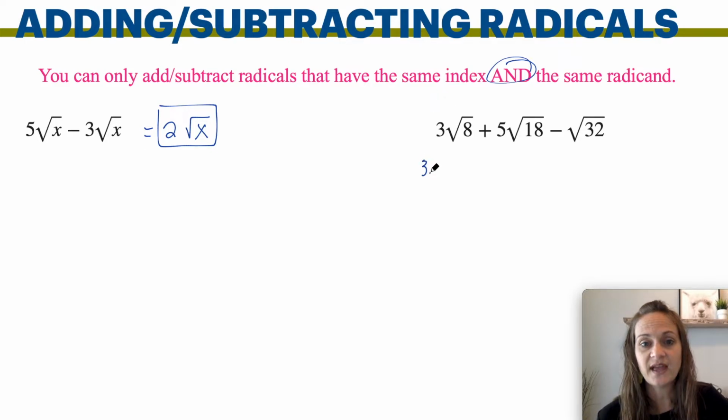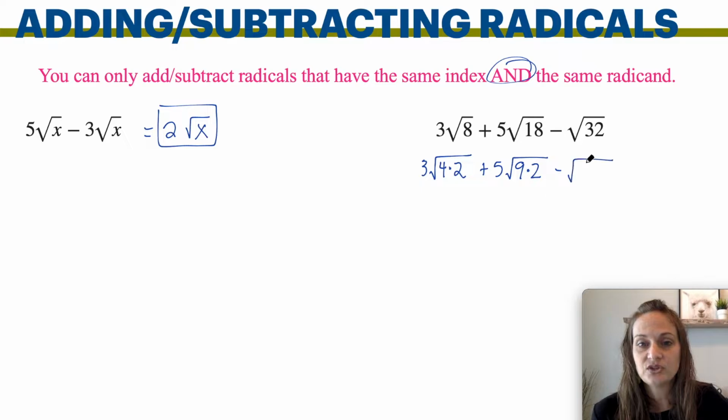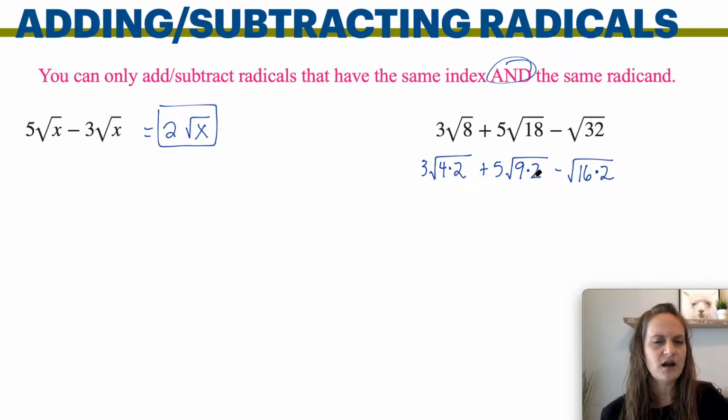So the square root of 8 is 4 times 2, because you have to come up with perfect squares to get to that. The square root of 18 is 9 times 2. You cannot use 6 times 3 because neither of those are perfect squares. It has to be a perfect square. And the square root of 32 is 16 times 2. Now, if you notice, they all have a 2 in common, which is great. So I'm going to combine.